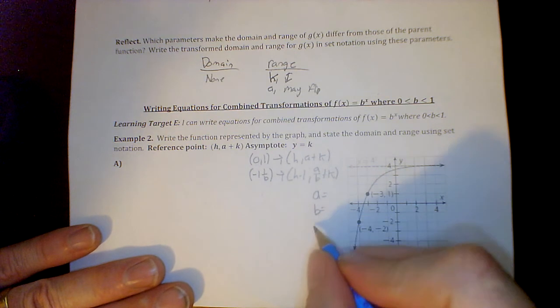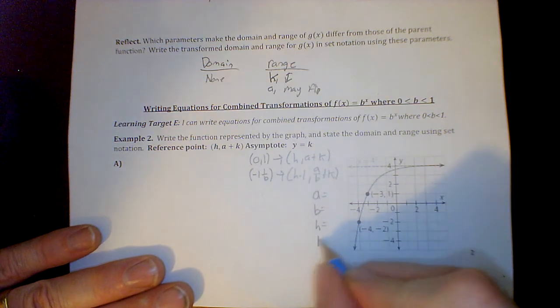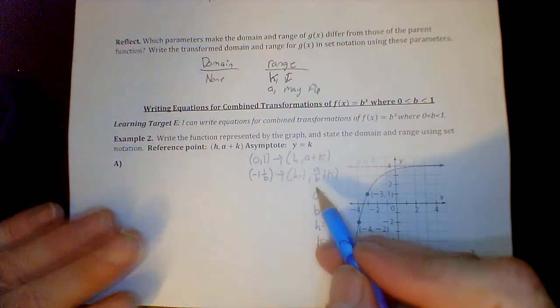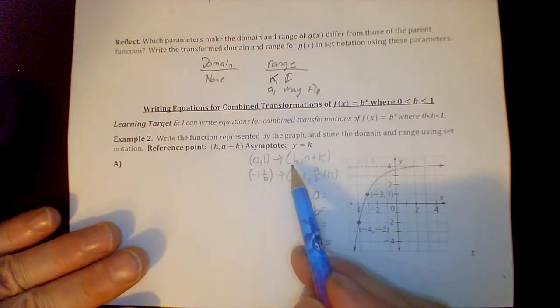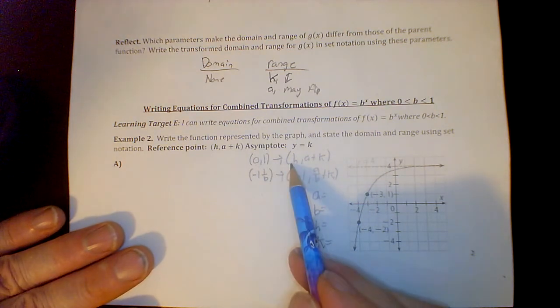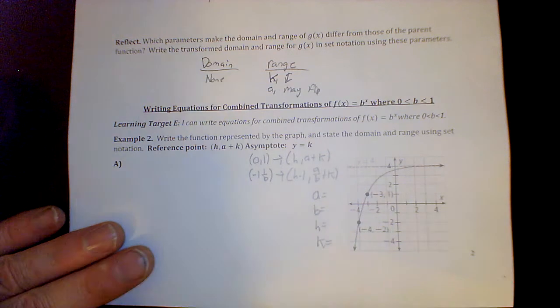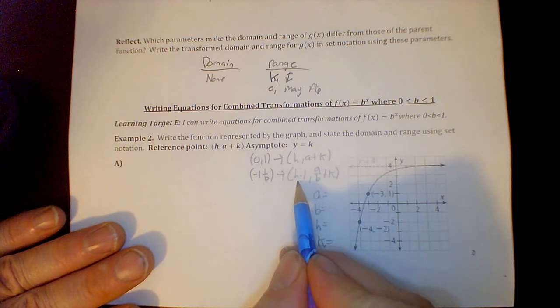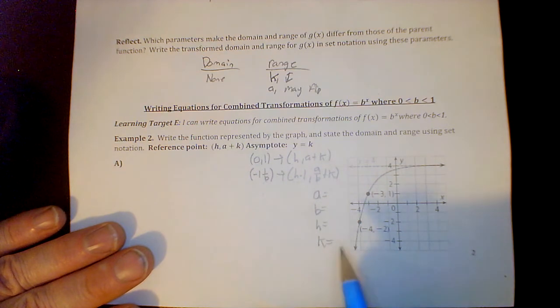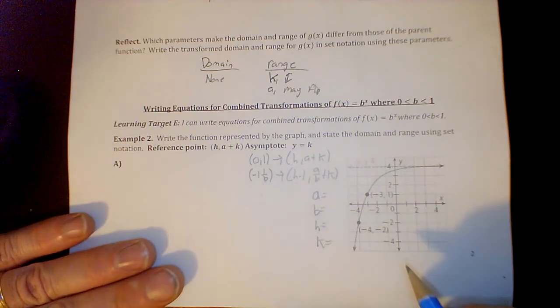A equals, B equals, H equals, K equals, and I've once again written those rules down here. This one hasn't changed. Exponential growth, exponential decay: (0, 1) is going to be (H, A plus K). This one, instead of being (1, b), is (negative 1, 1 over b), and that's going to change into (H minus 1, A over b plus K). So not a lot to do.